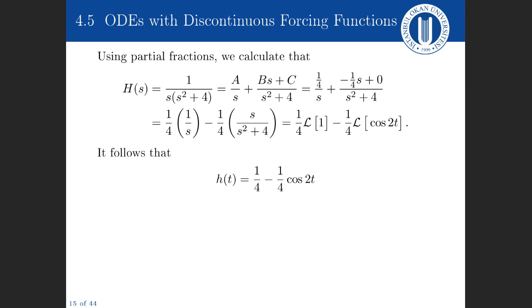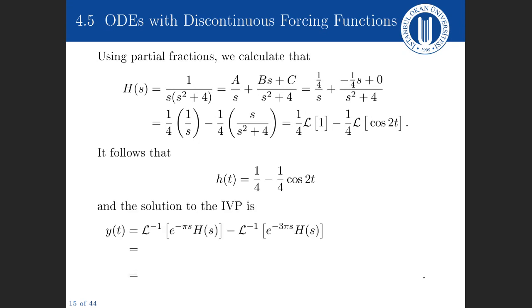Great, now we know small h, we can use this to find small y. We need to find the inverse Laplace transform of e to the power minus pi s capital H minus the inverse Laplace transform of e to the power minus 3 pi s capital H. So we use our shift formula. This is the same as u pi, h at t minus pi, minus u 3 pi, h at t minus 3 pi.